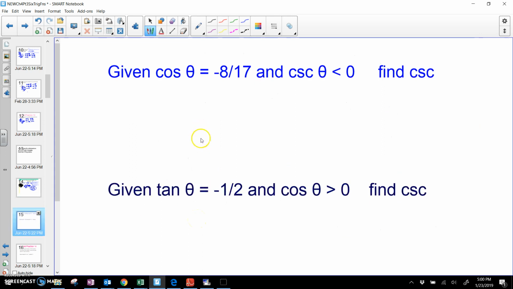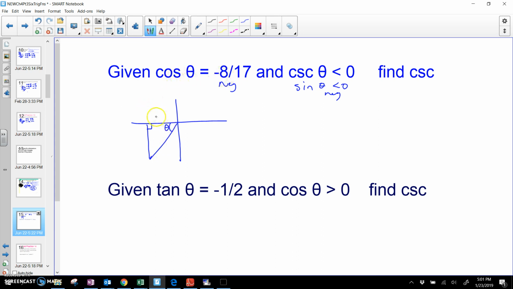Okay, so given that cosine of theta is -8/17, so again, the fact that it's negative is important, and cosecant, which means that sine of theta would have the same sign, so they're both negative. So cosine and sine are both negative in the third quadrant. So once again, I draw my triangle in the third quadrant. So you're always determining that quadrant first based on positives and negatives.